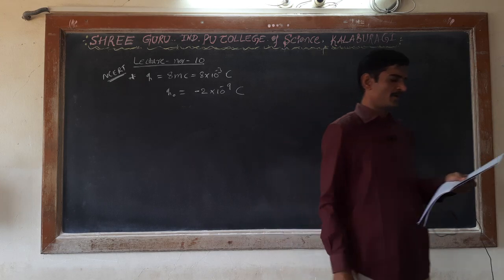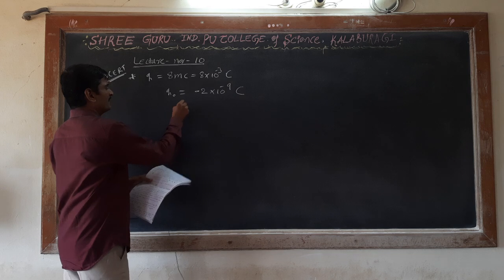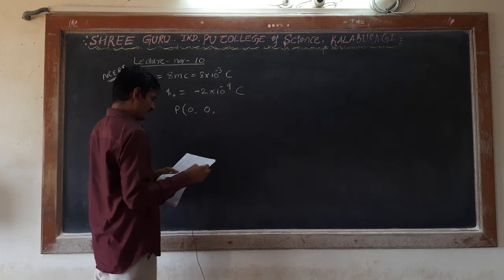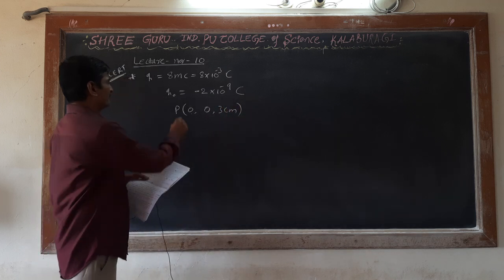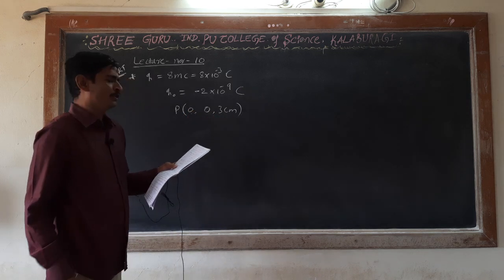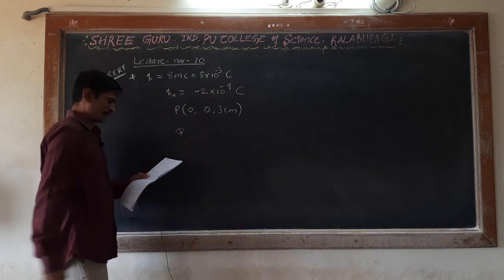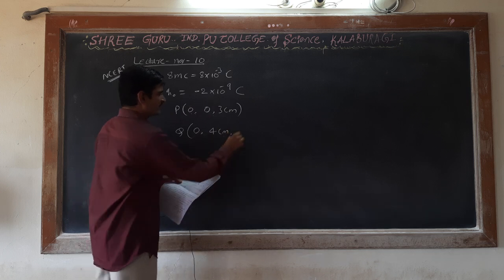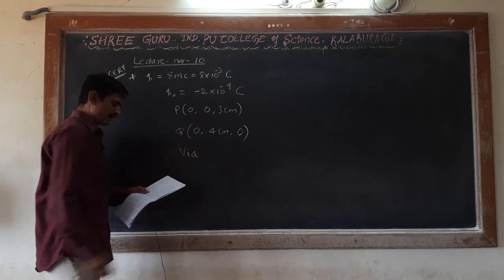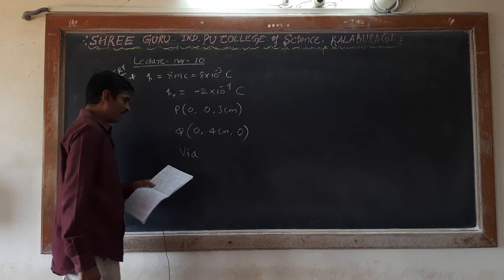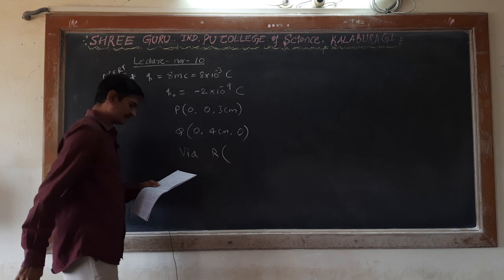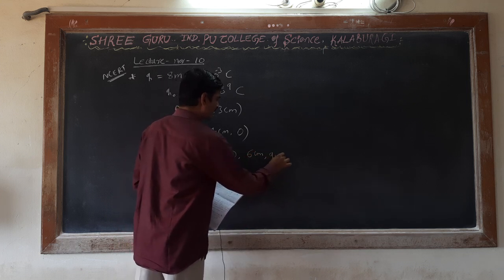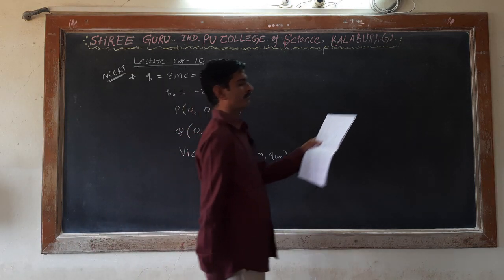From a point P, bracket 0, 0, 3 centimeter, to a point Q, bracket 0, 4 centimeter, 0, via a point R, bracket 0, 6 centimeter, 9 centimeter. Okay. So this is the given problem, 5 marks.